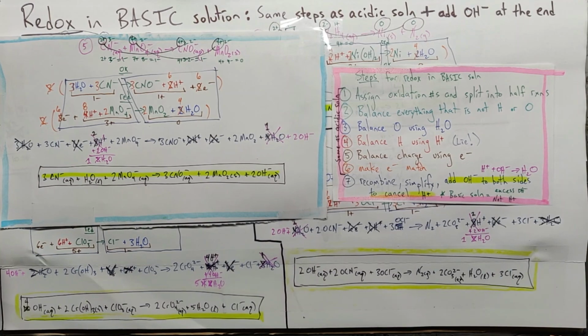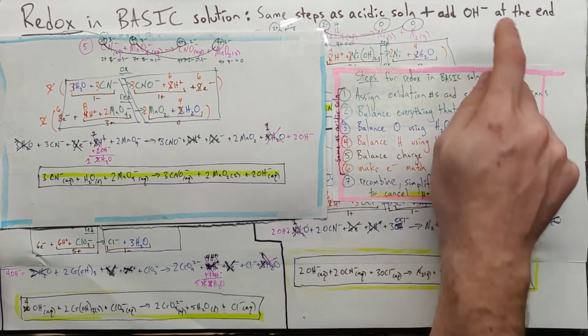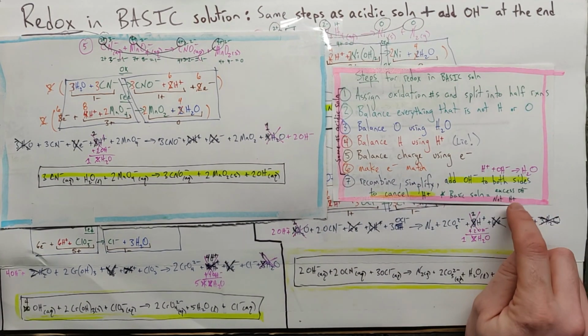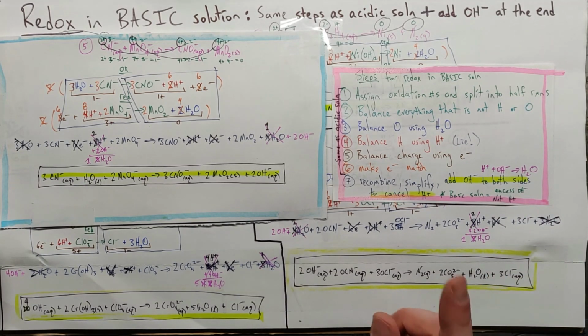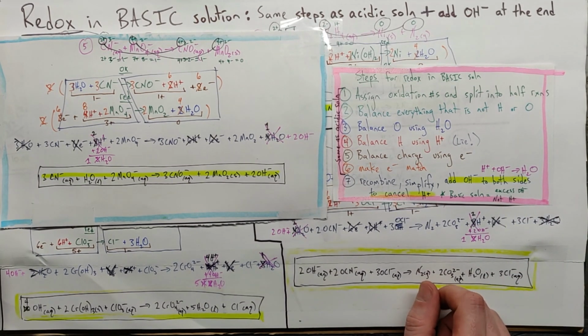All right, redox in base. Same steps as acid, throw some hydroxide on the end. Because in a basic solution you don't have excess H+, you've got excess OH-. But as you recall from the acid-base videos, you always have both.